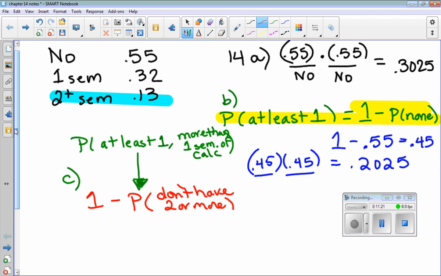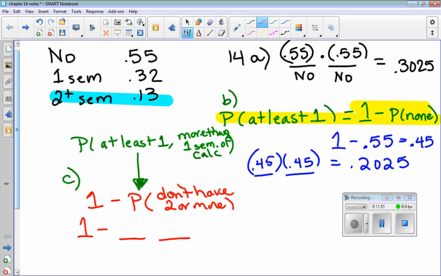Right now, the question's asking me, what's the probability that at least one of the 2 people falls into this category? Okay? Well, rather than try to come up with all the different ways I can group those 2 people, it could be the first person, it could be the second person, it could be both those people. We don't care what the other person is doing.